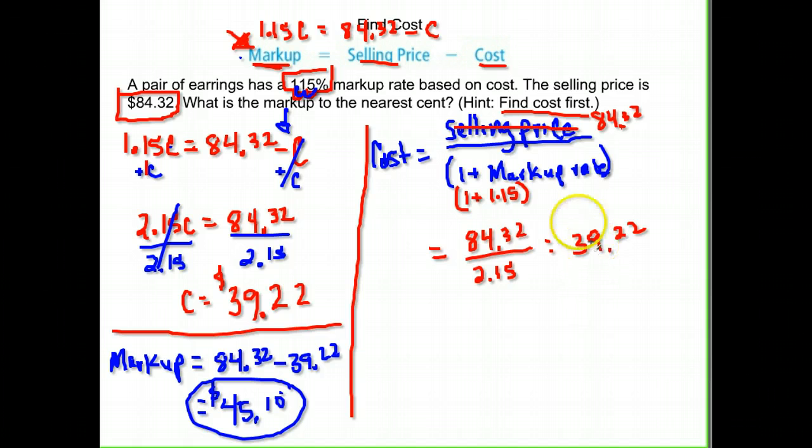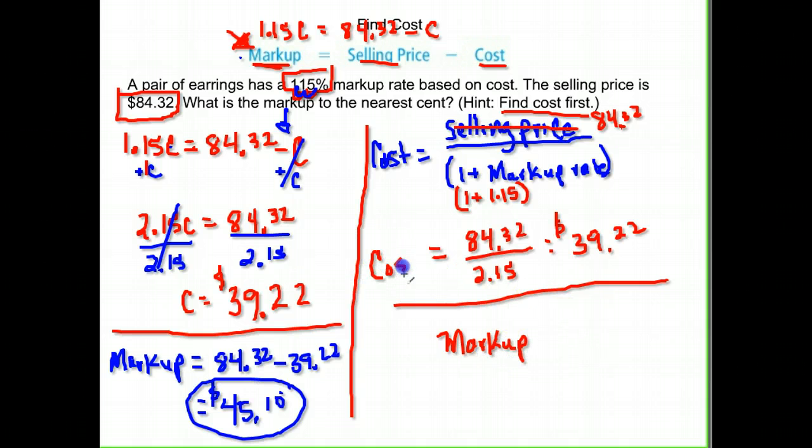Okay, we still get a cost of $39.22. We would still find our markup the same way. Okay, again, this is our cost. We would find the markup by taking the selling price of $84.32 minus the cost we found of $39.22, and you're still going to get $45.10. Okay, so that gives you both options there.